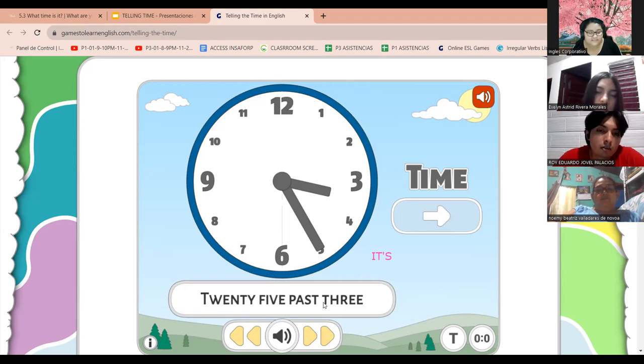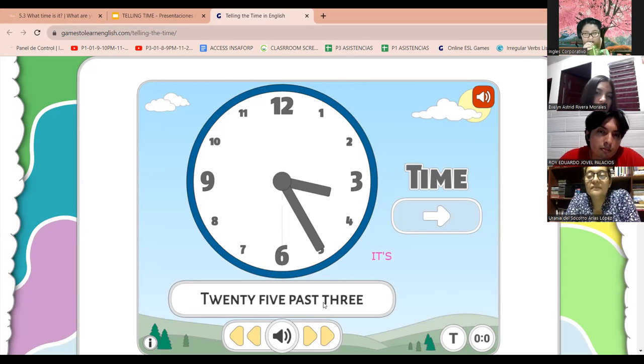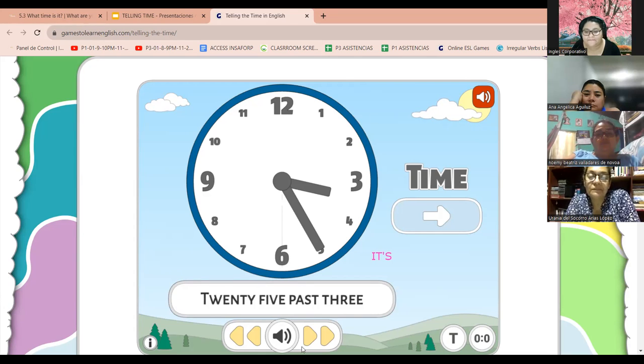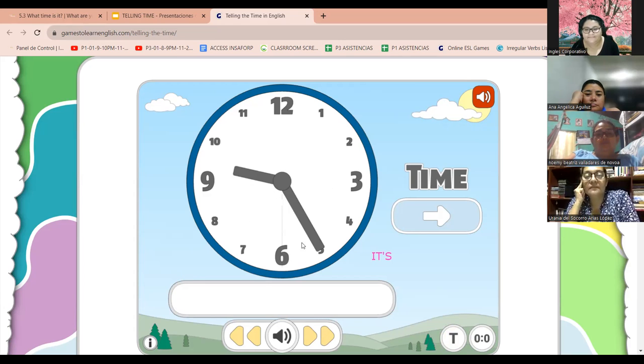¿Sienten que hay alguna que les genera confusión o duda? Entre el half, el quarter. Va pues. No. All good? Okay, let's practice then. All right, so now vamos a practicar aquí. Okay, vamos a tener acá this one.